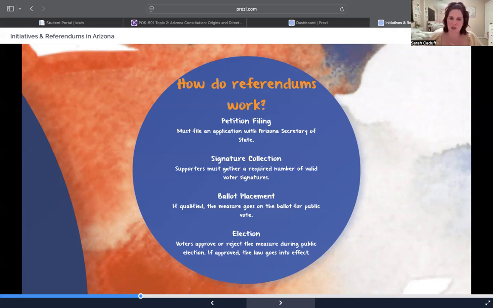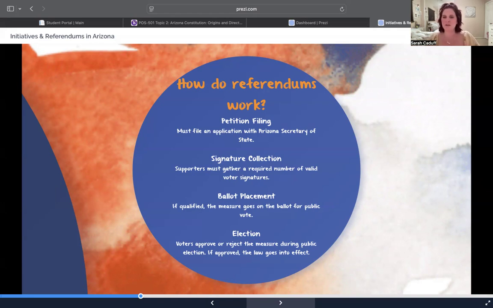Next up, you have signature collection. Supporters must gather a required number of valid voter signatures. So with the initiatives, you had that 10% and 15%. With a referendum, it is 5%. So you need 5% of the signatures from who voted in the governor election.